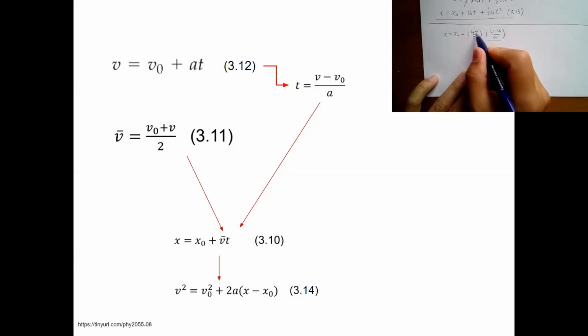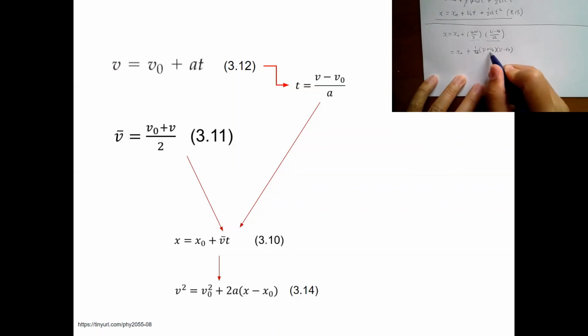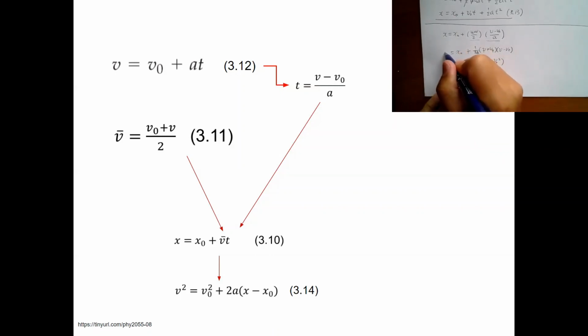You can rewrite this. I'm going to just put the 1/2 in front, and then I have v plus v0. Then I'm going to take the a in the front, so that means 1/2a, and then v minus v0. Now if you multiply v plus v0 by v minus v0, that will give you v squared minus v0 squared, and then 1/2a in front, plus x naught equals x. Just take x down.